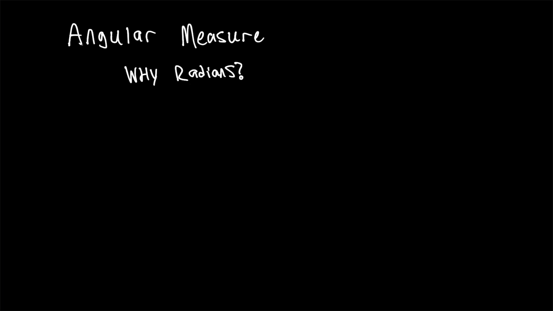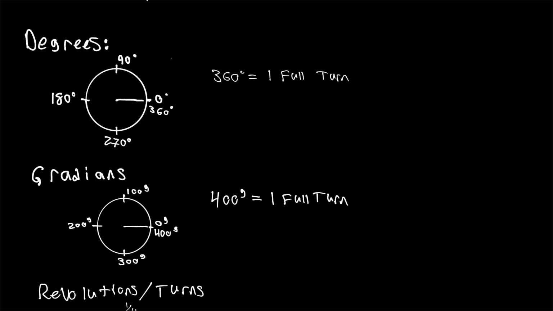Today we're going to be taking a look at angular measure, and specifically, why are radians a unit of angular measure? What do we need radians for? So first, we're going to be taking a look at what units of angular measure are commonly used that we might already know about. So we'll start off by looking at degrees here.